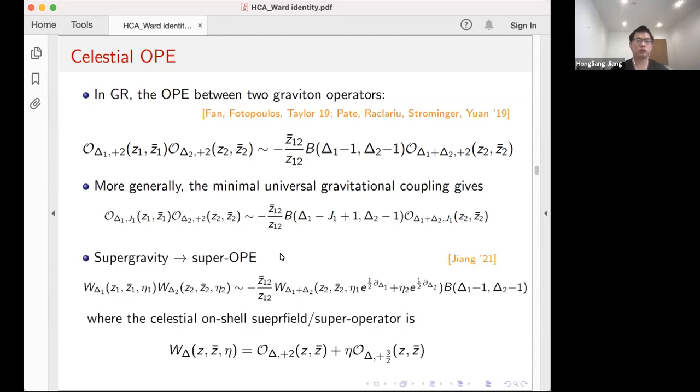So they always have the same gravitational coupling. If we consider supergravity, actually we can have even a super OPE. So we have graviton and gravitino in supergravity, so we can introduce Grassmann variables, and then we have this super operator, and it has this kind of OPE. This operation will shift the dimension of delta 1, delta 2. A simple consequence from this super OPE is that the OPE between two gravitinos is actually regular, because we don't have the beta 1 times beta 2 part on the right-hand side.